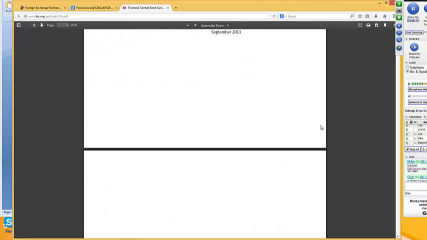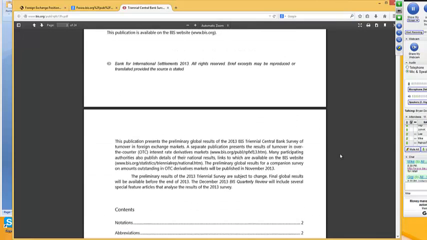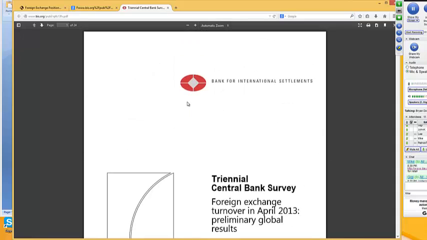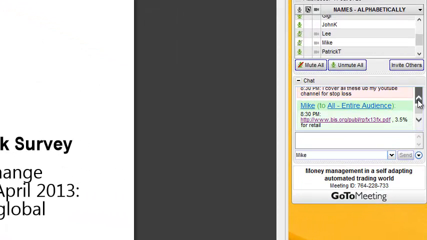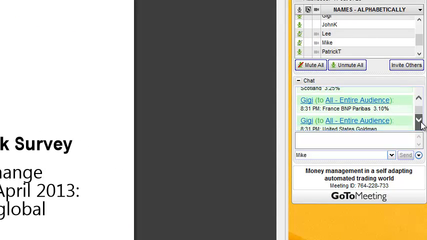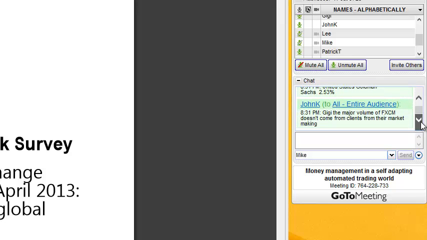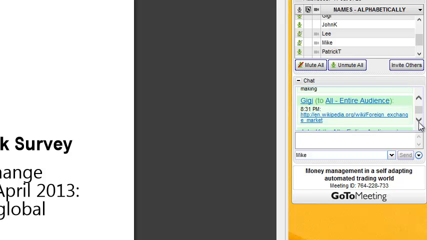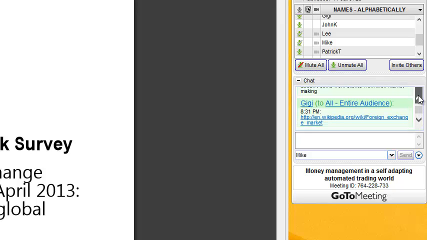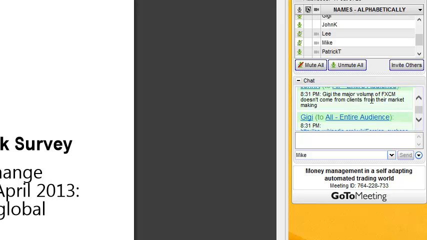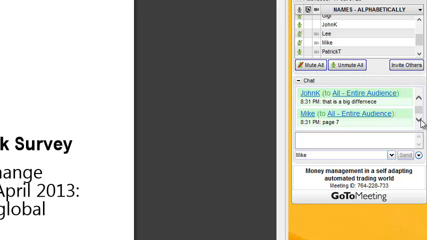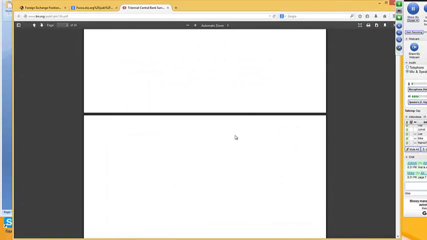Okay. What page are you referring to, Gigi? Excuse me? What page are you referring to? Wikipedia, the biggest traders in the world. Okay, I missed that. There you go. John just put a question in there. Does a major volume of FXCM not come from clients but from their market making? I don't understand the question. I think he's just saying that they make most of their money from... They make public the whole volume, so everything which goes to them. So I'm not sure what.